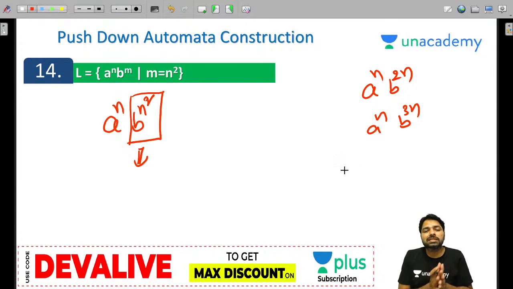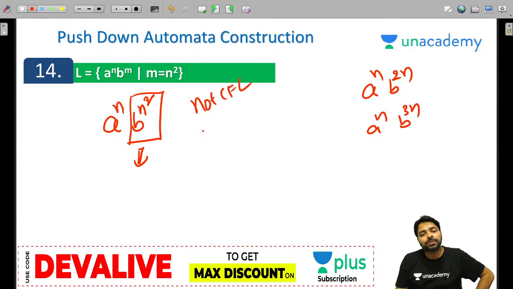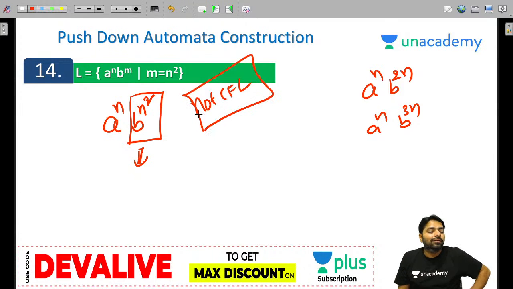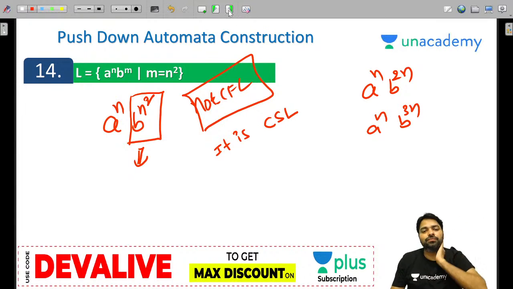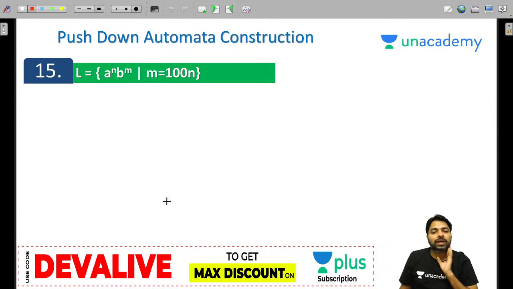But how can I understand n square? It's not possible using a stack. And this is straight away not CFL. Already it was not regular. Now it is not CFL, guys. It is not CFL. But it is a CSL, context sensitive language. Context sensitive. Now look at this one.